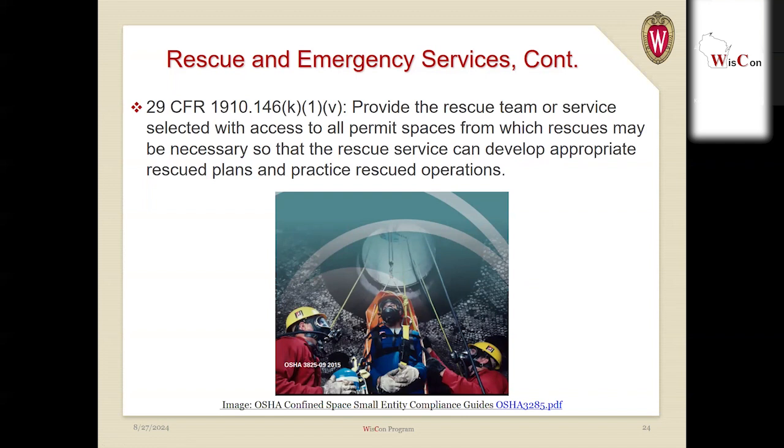And it's also good to do this on a periodic basis because a lot of fire departments are going through a lot of personnel changes with retirements and adding and budgets. So you really want to make sure that if you're using your local fire department, that you're bringing them in on a routine basis so that they can practice at your site and they understand the confined space hazards that are present at your site.